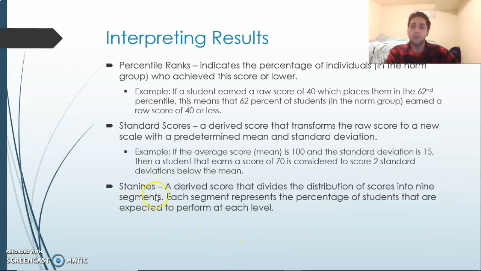The last score that I'm going to be discussing with you is stanines, and this type of score is a derived score that divides the distribution of scores into 9 different segments. Each one of these segments is representative of a percentage of students that are expected to perform at that level.